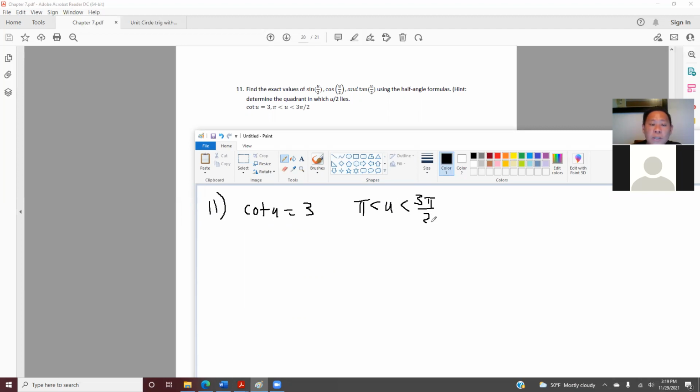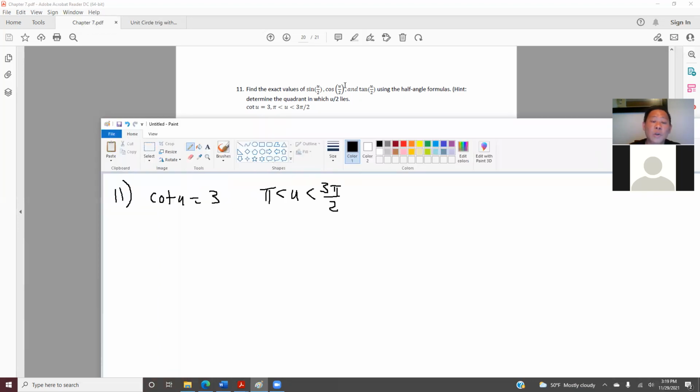The last question, number 11, is you have to find sine u over 2, cosine u over 2, and tangent u over 2 using the half angle formulas. The hint here is tell me what quadrant u over 2 lies in. So pi is less than u, less than 3 pi over 2, and cotangent u here equals 3. So what quadrant does this belong to?